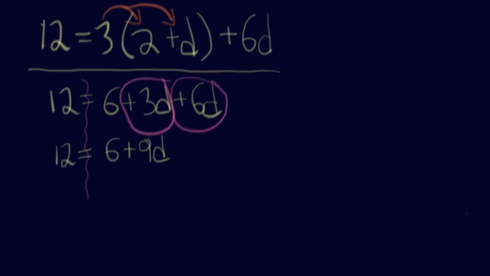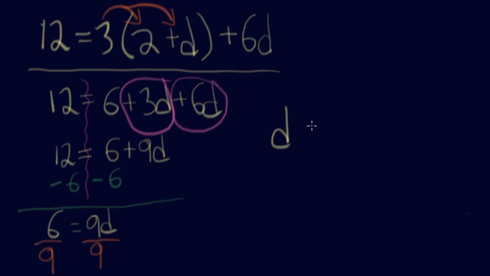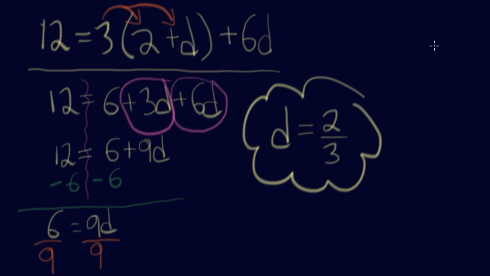Now let's go and isolate our d. So I'm going to subtract 6 from both sides. And when I do that, I get 6 is equal to 9d. And then to get my d all by itself, I'm going to divide both sides by 9. And being a good math student, you would say that I have to simplify this 6 over 9. Divide both by 3, and I'll get 2/3. Woo! There you go. You can draw your happy faces.